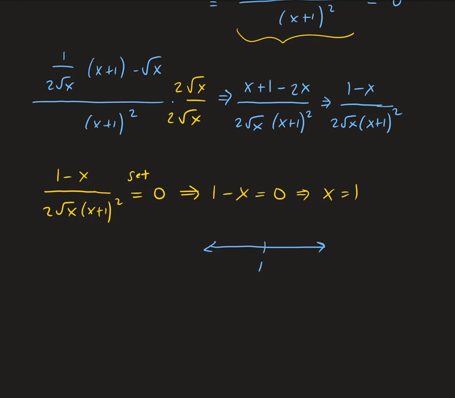So here's the value of 1. We can pick a test point, let's say 4, and plug that back into the derivative. On the bottom, that's going to give us a positive value. So we get 1 minus 4 over 2 root 4 times 5 squared. The top is minus 3, and the bottom is 4 times 5 squared, so this is going to be a negative value. That means everything from 1 to infinity is going to be negative.